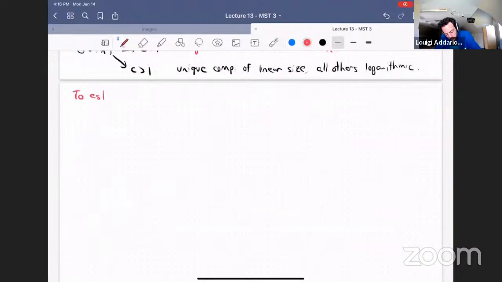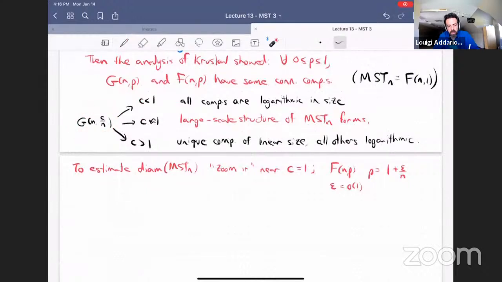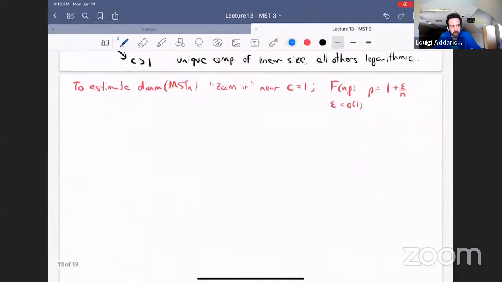Okay, so to estimate this diameter, we'll zoom in near C equals one. So we'll be looking at FNP for P equal to one plus epsilon over N, and epsilon sort of little o of one. Okay, so this won't be nearly as technically challenging as when we studied the Erdős-Rényi graph. We'll use some of the results we got from studying the Erdős-Rényi process in this range, but we won't have to do any sort of detailed analysis like we did there.